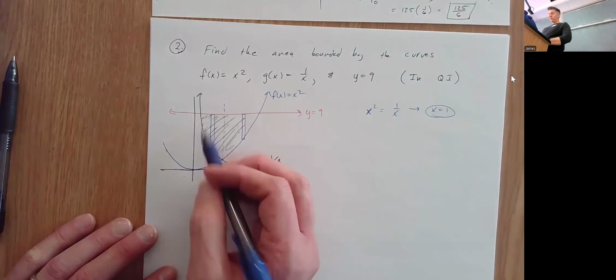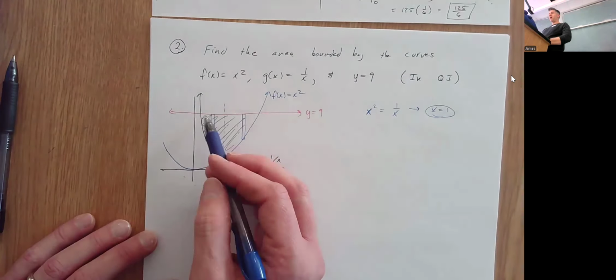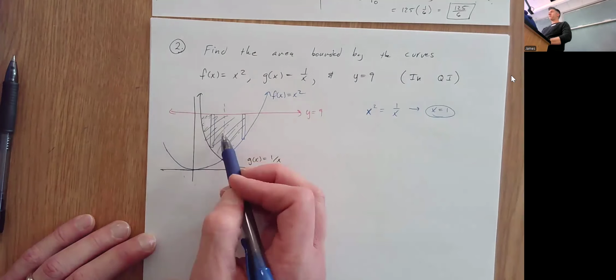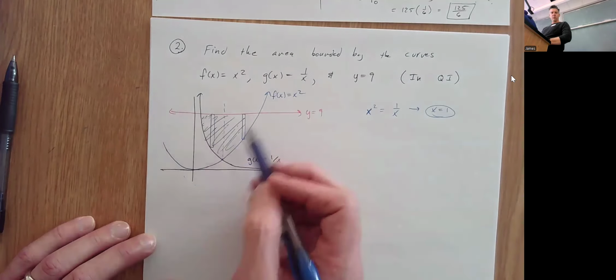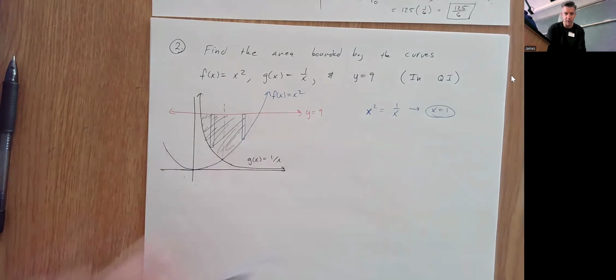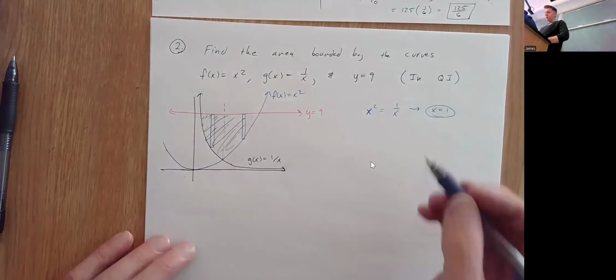This first integral is going to be from something to 1, and the second integral is going to be from 1 to something. So, let's wrap it up here.